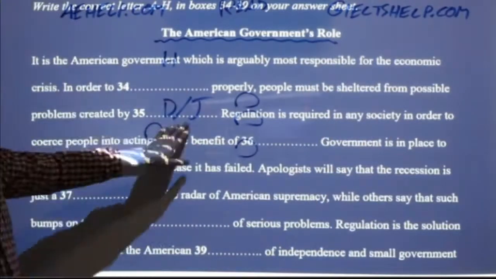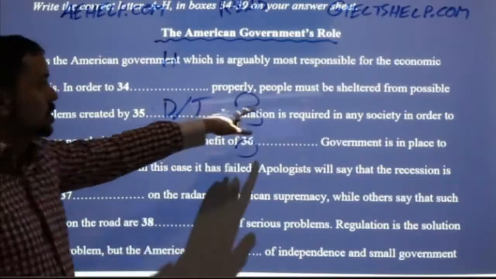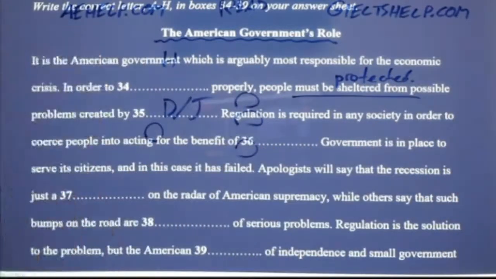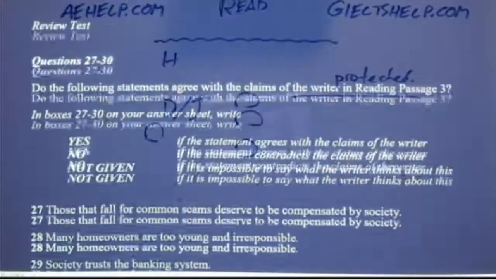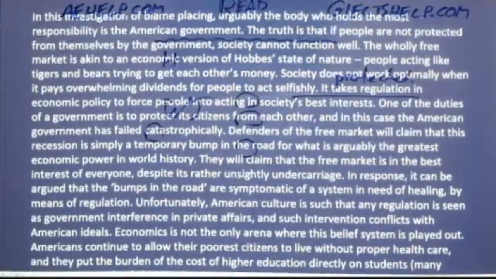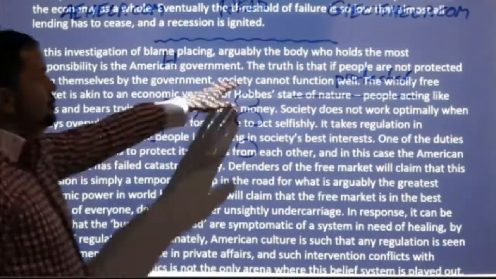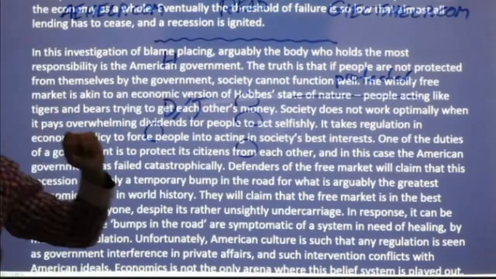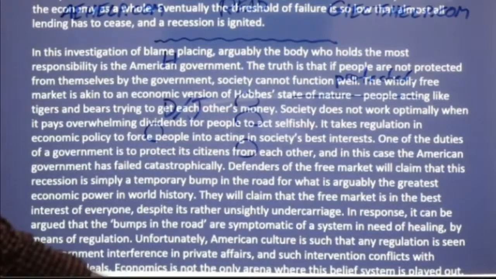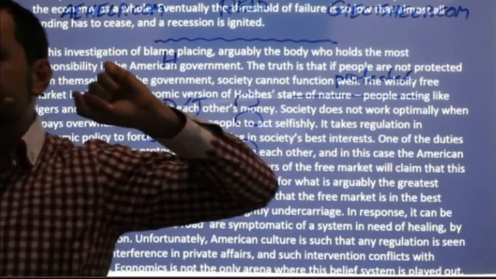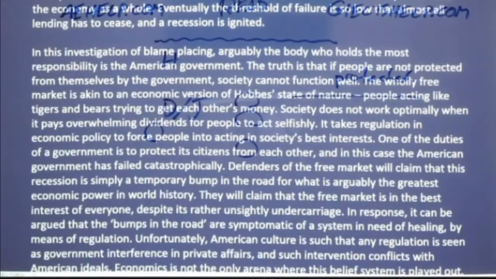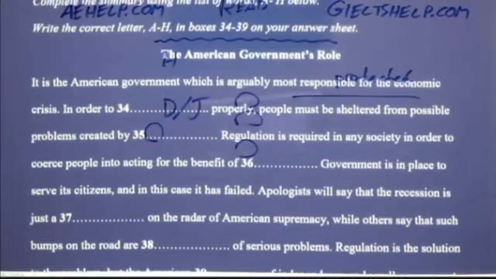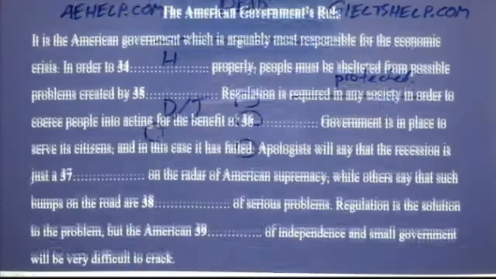Okay, so another way I can figure this out is I can go back to that paragraph and check. So people must be sheltered or protected, right? So if I'm a fast reader, what I can do at this point is go back to that paragraph and look for what people must be protected or sheltered from. Okay? So the truth is, people are not protected from themselves by the government, okay? So now I know that the answer is definitely themselves, because this question is a summary of this paragraph, all right? So that's another way that I can build confidence that I have the correct answer, right? So if people are not protected from themselves, right? So themselves is D, so I'm going to keep D.